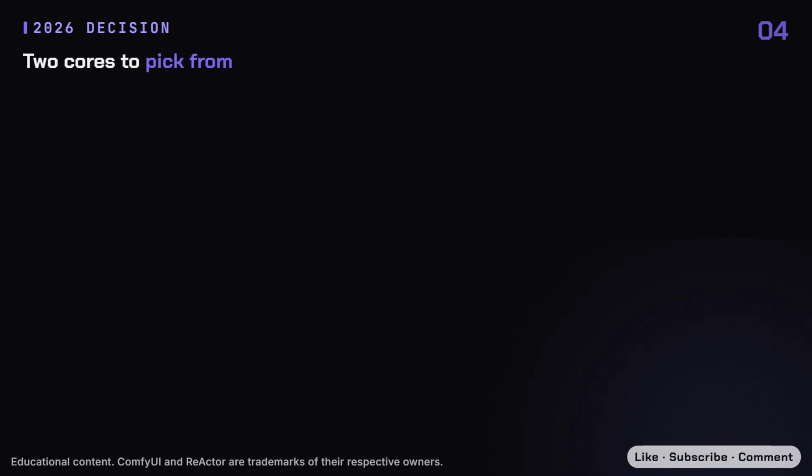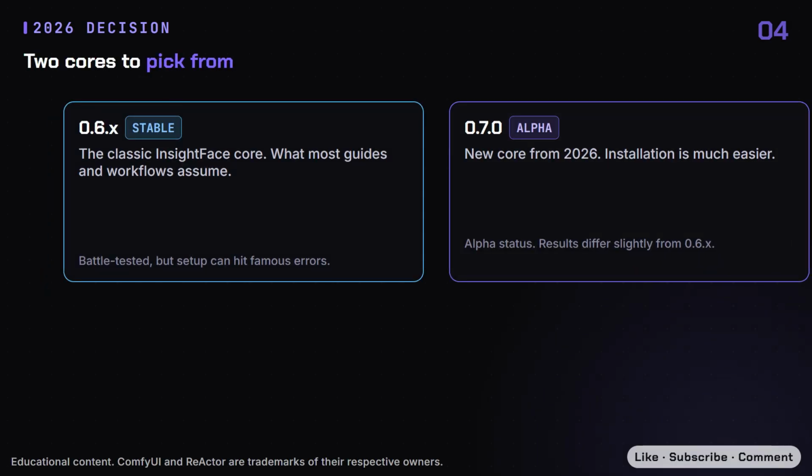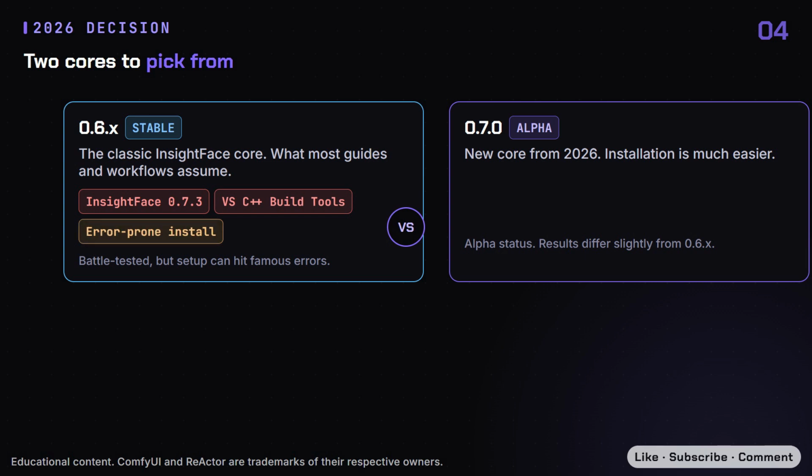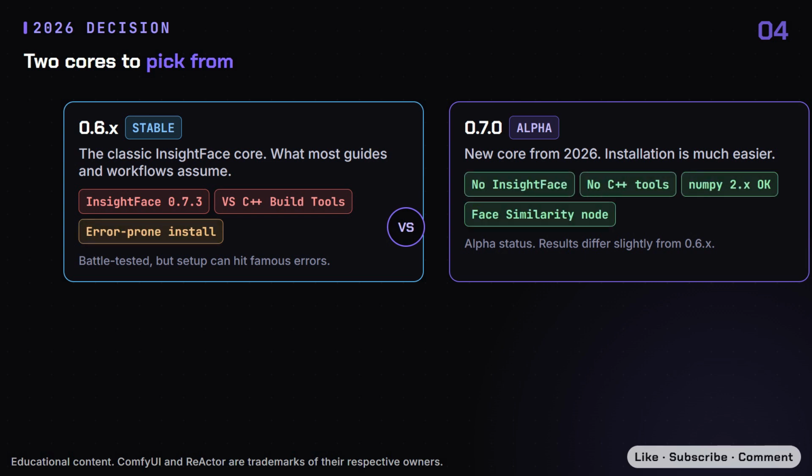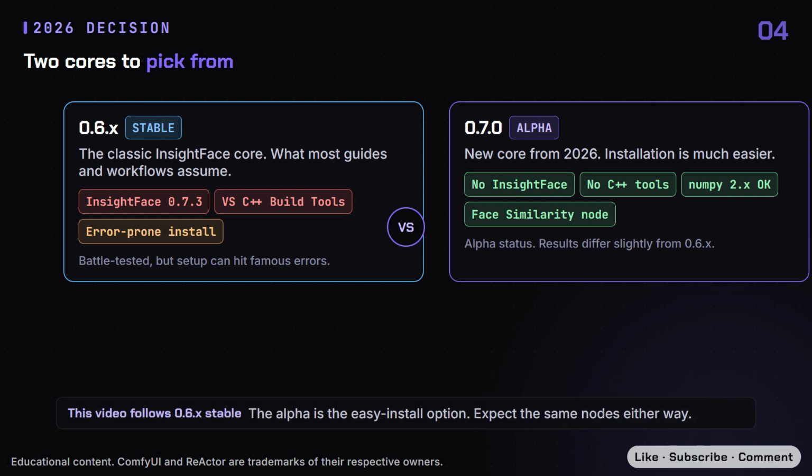In 2026, you can pick between 2 cores. Version 0.6 stable uses InsightFace, the classic path. Version 0.7 Alpha removes InsightFace and C++ build tools entirely. This video follows the stable path, and the Alpha is the easy install option.